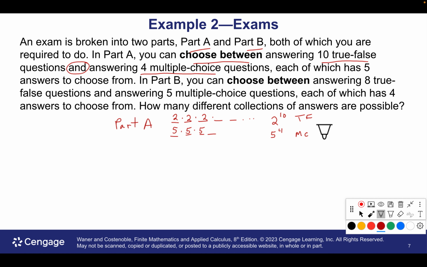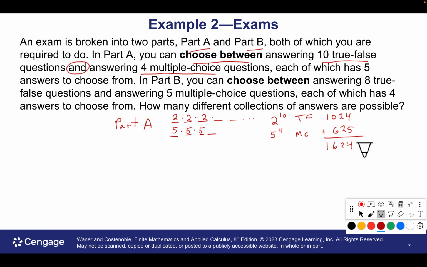2 to the 10th is, I'm going to ask for someone to plug that in. 1024. Yeah, okay, that makes sense. I knew it was something like that, but it's beyond my memory. 5 to the 4th is 25 times 25, which is 625. Okay, it still sticks in there sometimes, but I needed verification. And so I'm going to add these two together. 1649 is basically how many different types of answers I could have provided.